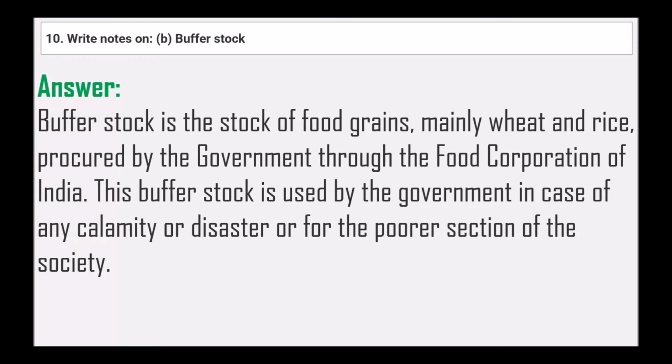Next is buffer stock. So we have done this before. Buffer stock is a stock of food grains, mainly wheat and rice, procured by the government through the Food Corporation of India. This buffer stock is used by the government in case of any calamity or disaster or for the poor section of the society.